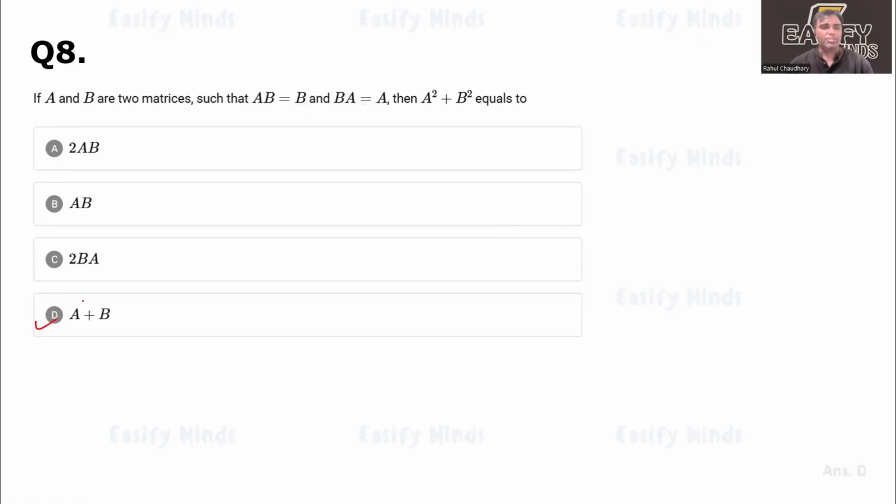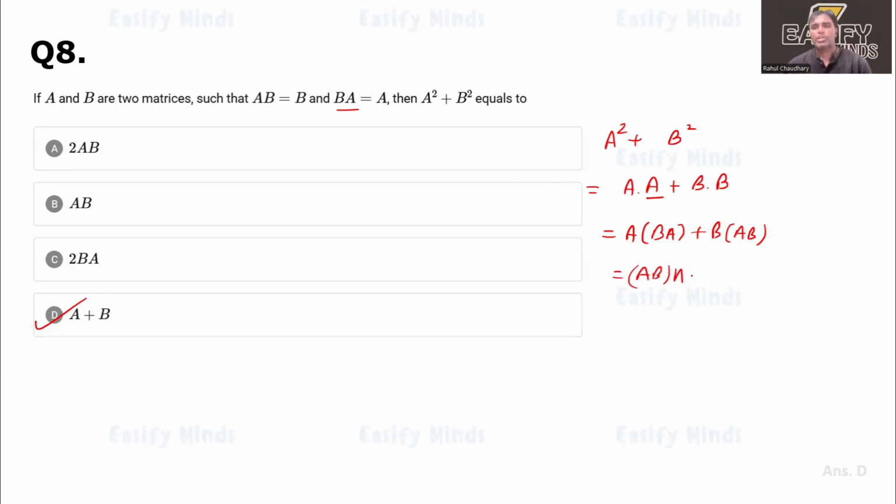The correct answer is option D. Now how to find? Pay attention. A square plus B square we have to find. A square I can write as A into A and B square I can write as B into B. In place of A, what I will write? BA. Similarly, in place of B, what I will write? AB. So I can write here AB into A plus BA into B.